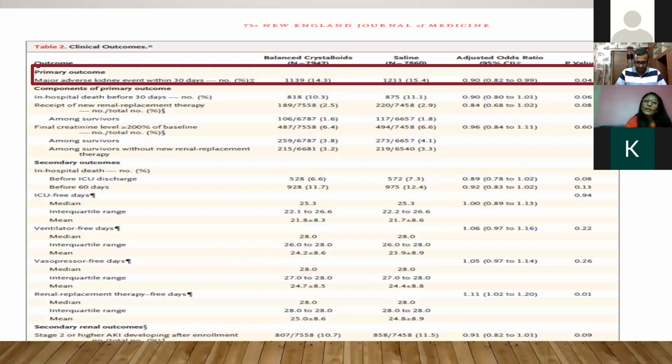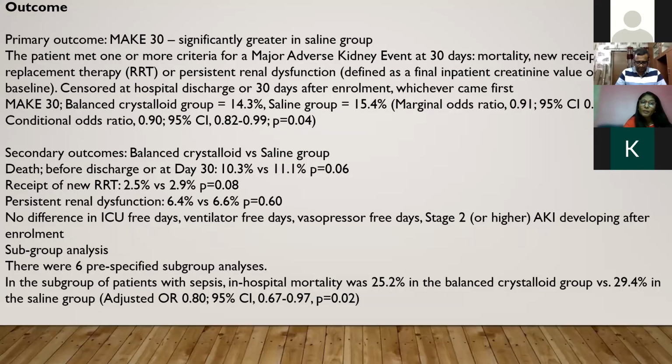The primary outcome was that a major adverse kidney event within 30 days was found in 14.3% of patients in the balanced crystalloids group compared to 15.4% of patients in the normal saline group. The p-value was 0.04. The rest, in terms of ventilation-free days, mortality, or renal replacement therapy, were not very significant. The primary outcome, MAKE-30, as I said, was significant. The secondary outcomes like death before discharge, receipt of new RRT, and persistent renal dysfunction did not show any significant difference.